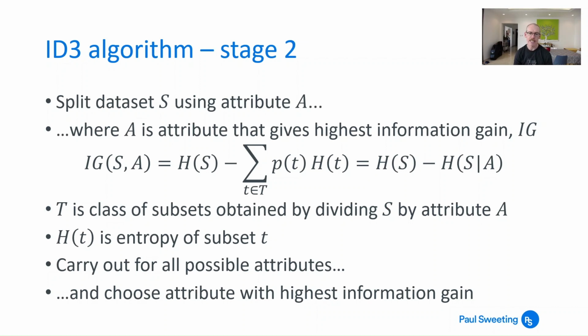And T is the class of subsets which are obtained by dividing S by attribute A. And H(t) is the entropy of the subset little t. So you do this for all possible attributes. And the choice you make is the attribute which has the highest information gain, so the one which gives you the best improvement in classification, that becomes your first node.